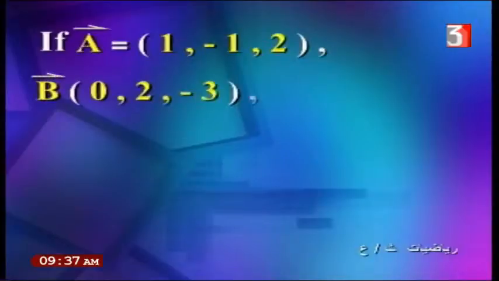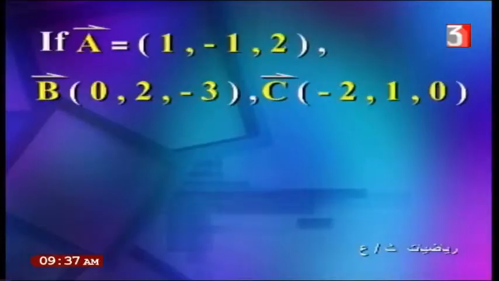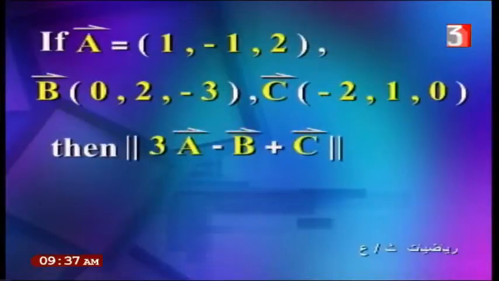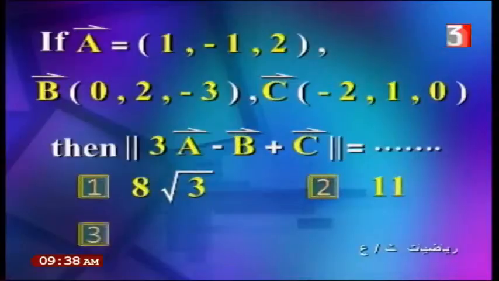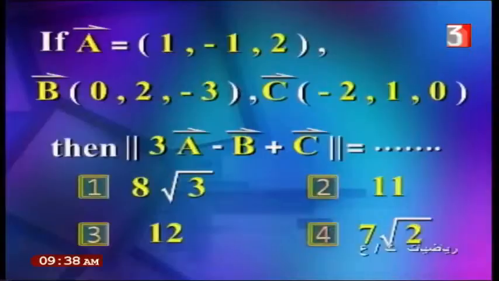Another example. If vector A is 1, negative 1, 2, vector B is 0, 2, negative 3, vector C is negative 2, 1, 0. Then the norm of 3A vector minus B vector plus C vector equals what? Choose the correct answer: 8 root 3, 11, 12, or 7 root 2.